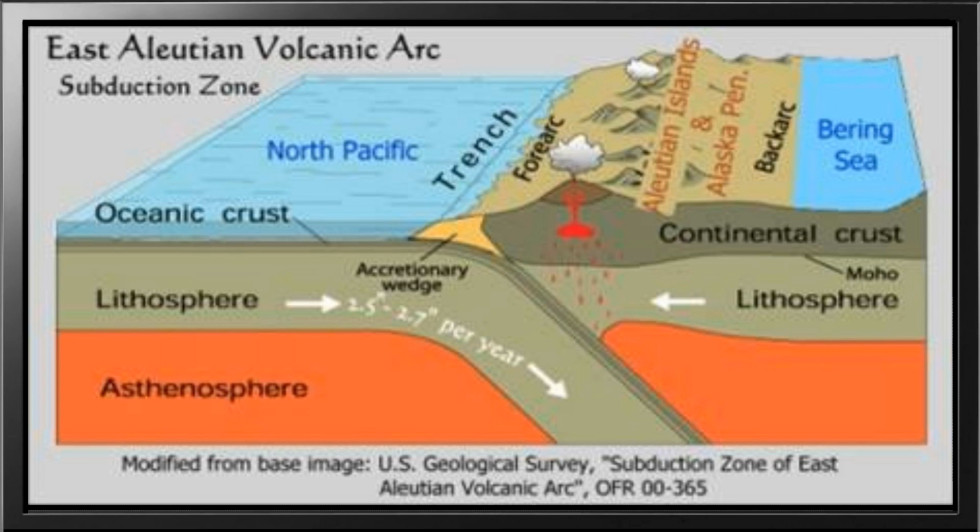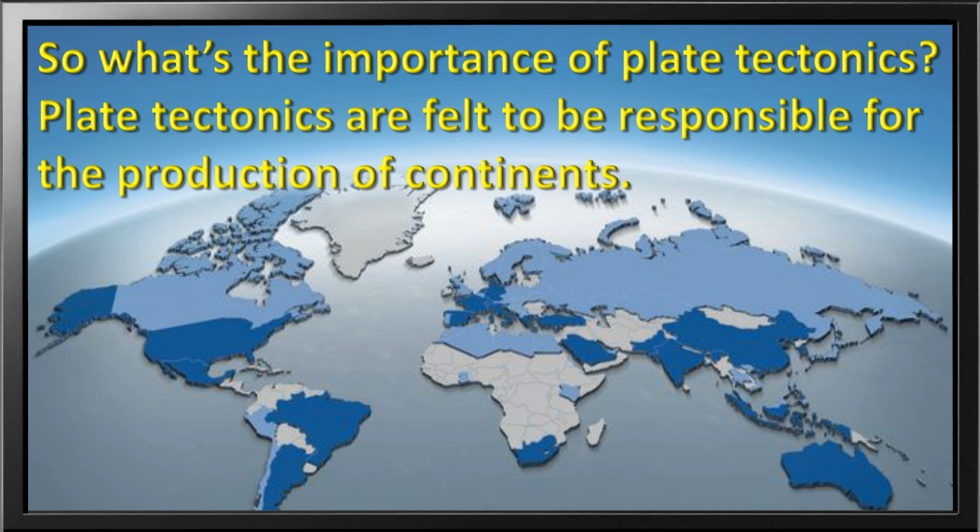You know, these trenches that occur way down deep in the ocean. This is talking about the East Aleutian volcanic arc and the subduction zone. And there's evidence for this all over our world. So what's the importance? Plate tectonics are felt to be responsible for the production of continents. Did you know that?